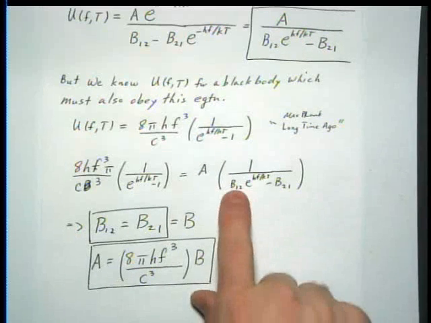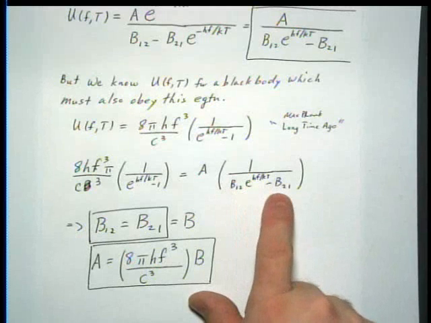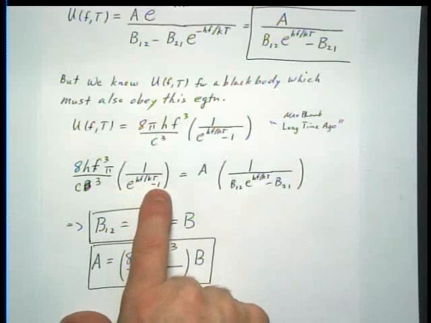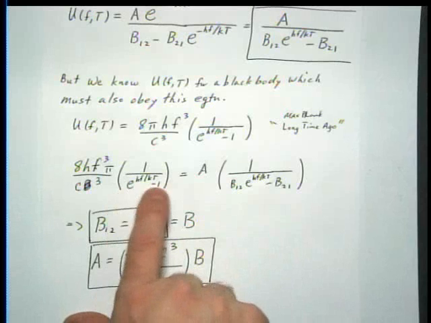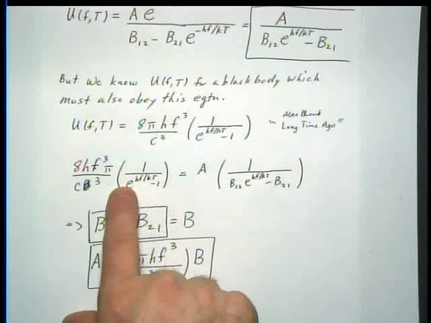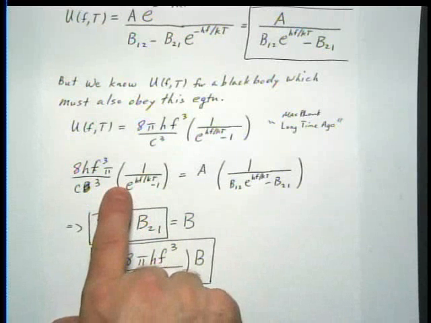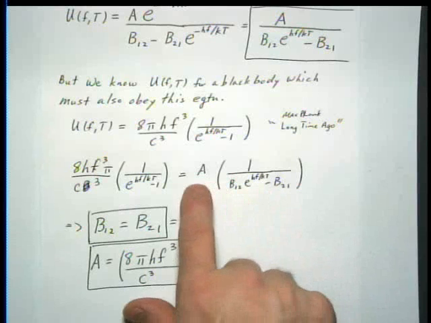There's something times e to the hf over kT minus something. Over here, there's e to the hf over kT minus 1. Now, the only way these two could be the same is if this B here was the same as that B there. It doesn't have to be 1. If these two are the same, I can factor the B out front.